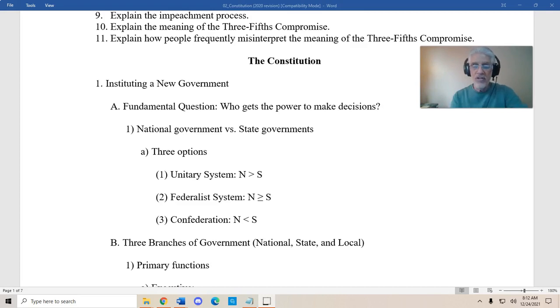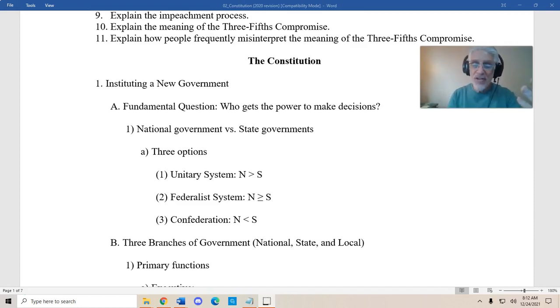In a federalist system, the national government has more power than state governments, but it's not like a unitary system, because implied in the way that I've written it is that in some cases it's n equals s, that the national government and the state governments are equal in terms of how much power they have. That's one of the things that makes a federalist system complicated, and as we go through the course of the semester, one of the things you're going to find is it makes American government complicated as well.